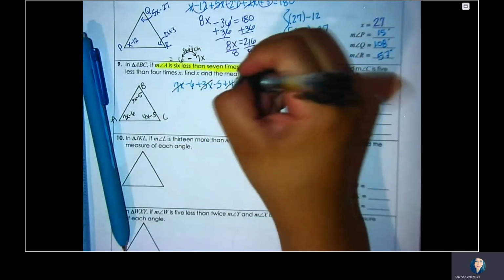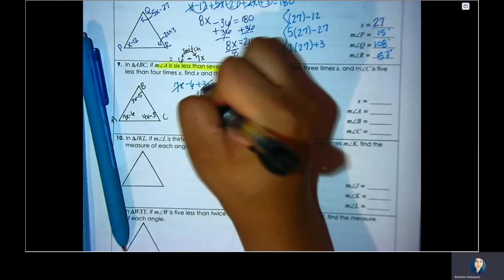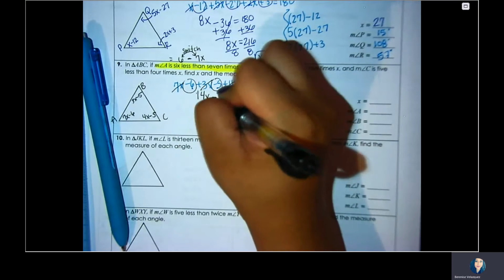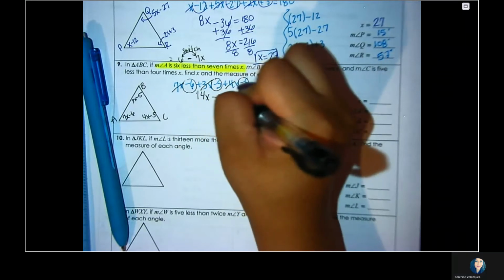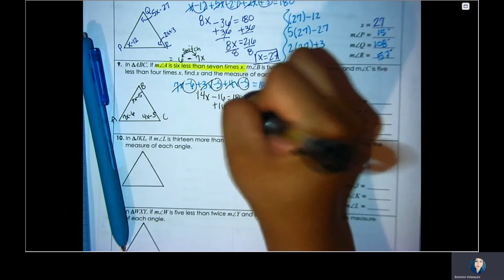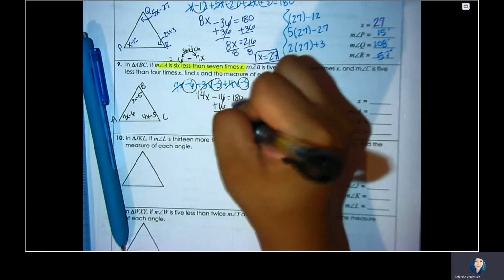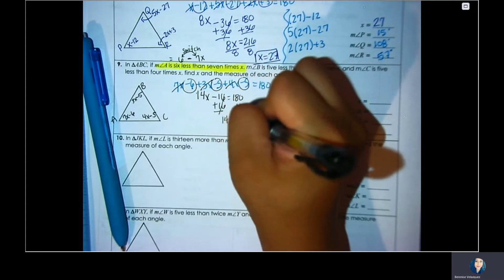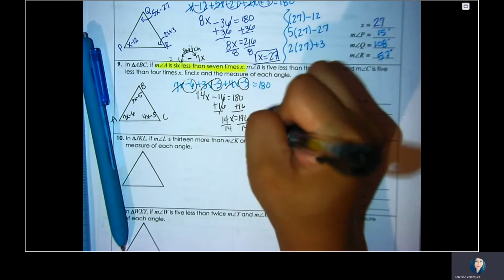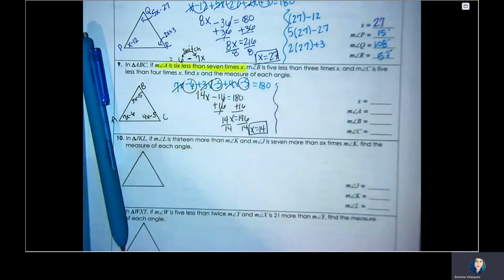Combine your x's first, so you have 7 and 3, that's 10, plus 4, that is 14x. Then you have negative 6, negative 5, that's negative 11, negative 5, again, it's negative 16. Okay, add 16 to both sides. 14x is equal to 196, divide by 14 on both sides. X is equal to 14. So there's my first answer.